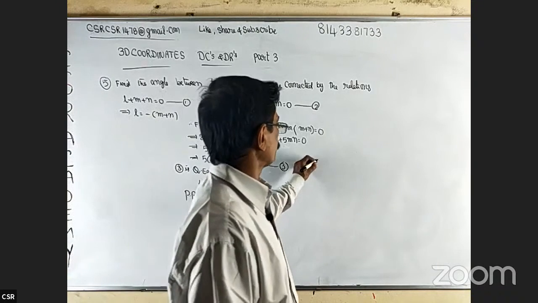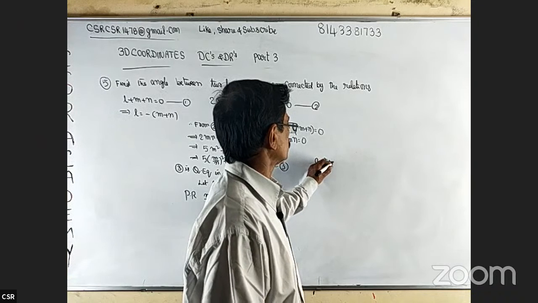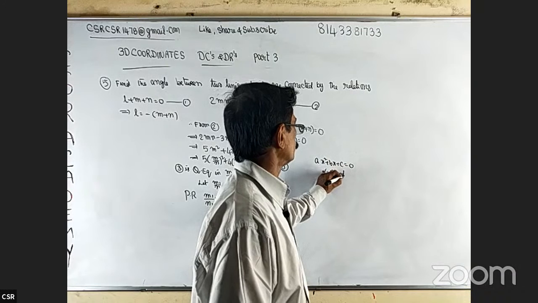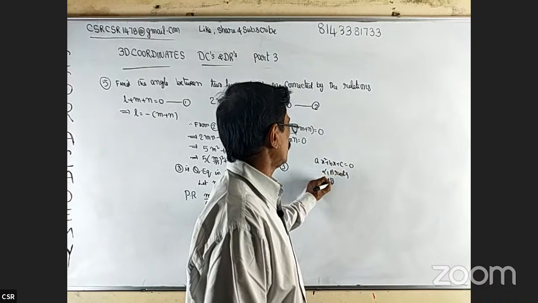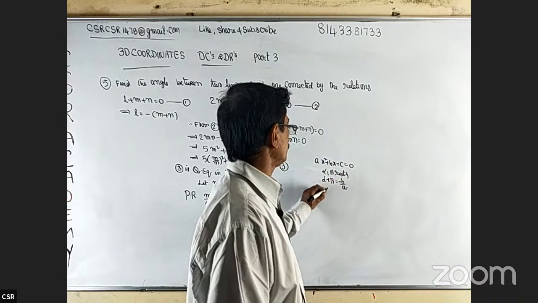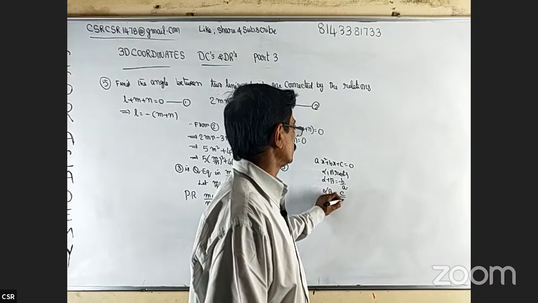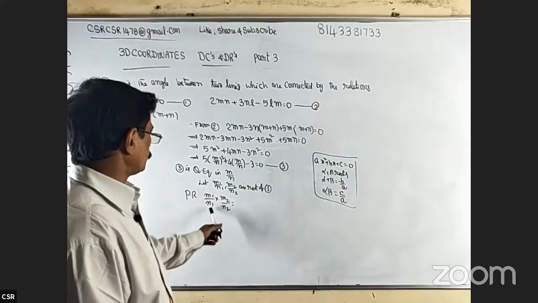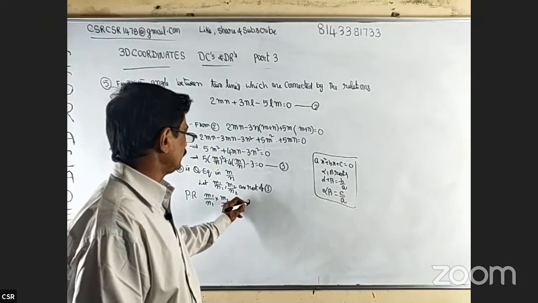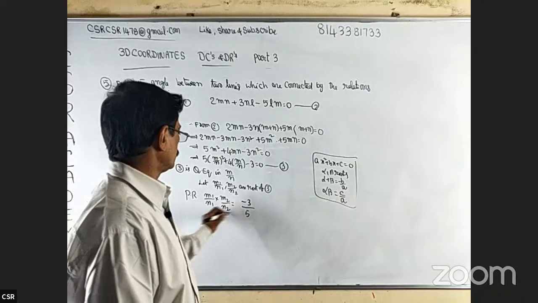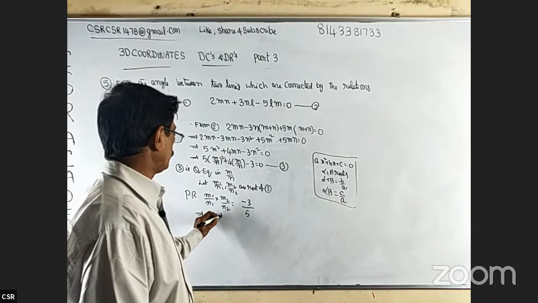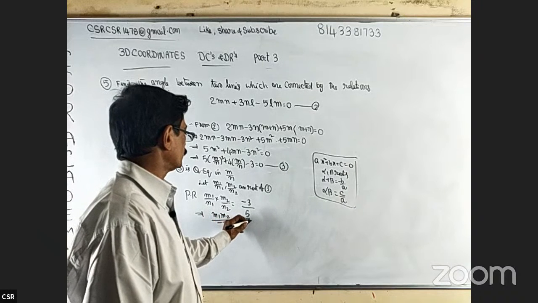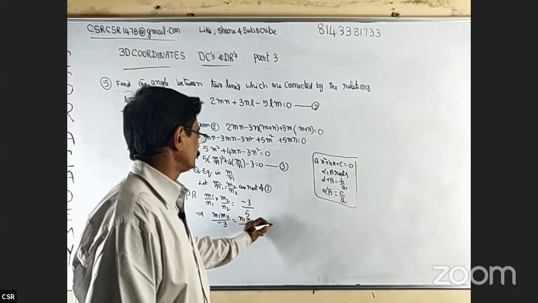Observe here: ax square plus bx plus c is equal to 0, alpha, beta roots. You know this formula: sum of the roots is minus b by a, product of the roots is c by a. Remember this formula. So the product of the roots is c by a. This implies m1 m2 by minus 3 is equal to n1 n2 by 5. This is A.